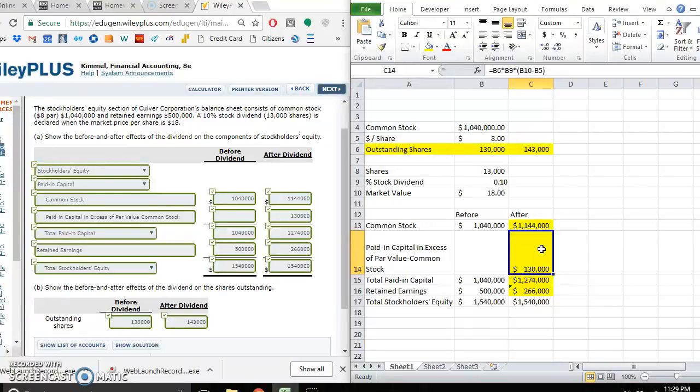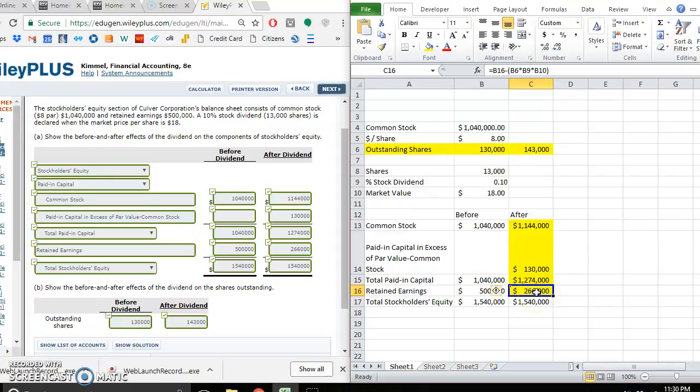Now our paid in capital is our outstanding shares times our stock dividend. And then this is where we subtract. For each share, we do 18 minus 8, which is 10. So we get the same number, basically. Now you add those together, and you get 1,274,000.